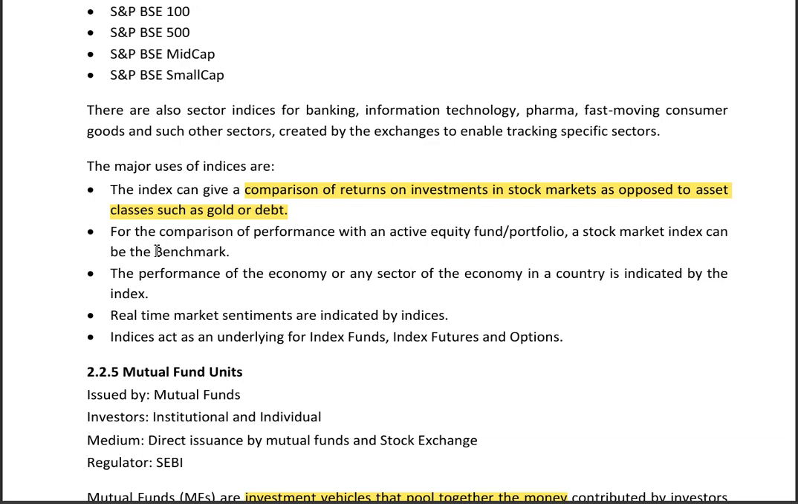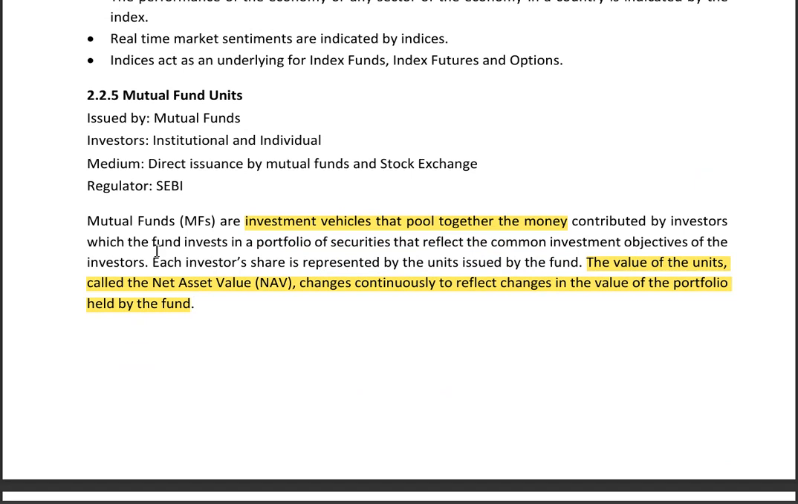Next, mutual fund units. Mutual funds are investment vehicles that pool together the money contributed by investors, and the fund invests in a portfolio of securities that reflects the common investment objective of the investors. Each investor's share is represented by the units issued. It's like a pool vehicle. Simply, if you are afraid of investing in securities, you can consider mutual funds. Indirectly you are investing in the shares. There is a fund manager who manages this fund.